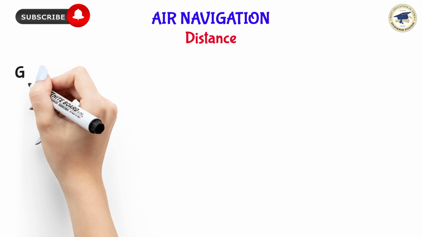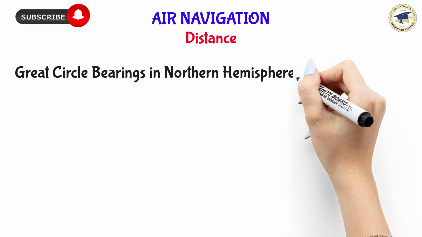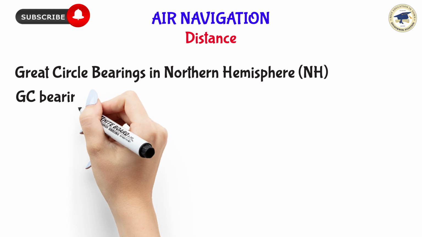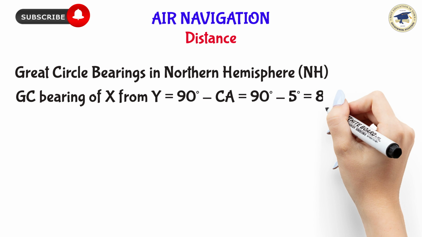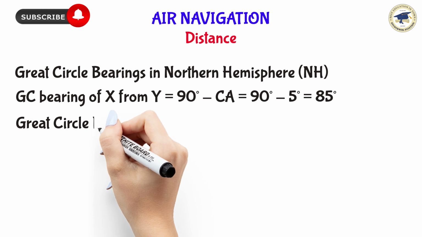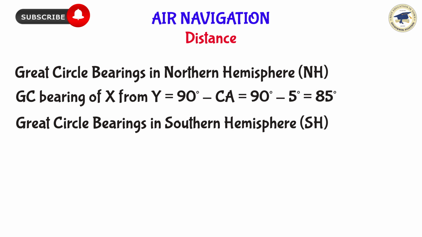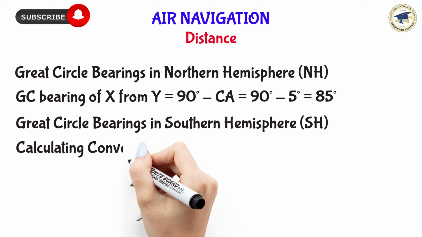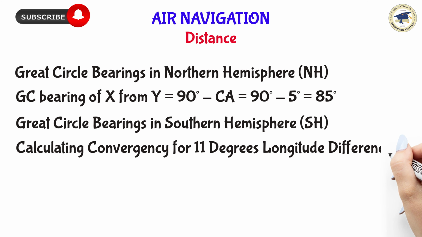In the northern hemisphere, the great circle bearing of point X from point Y is calculated by subtracting the conversion angle from 90 degrees, which gives 85 degrees. The great circle bearing of point Y from point X is calculated by adding the conversion angle to 270 degrees, resulting in 275 degrees. So, when flying in the northern hemisphere, the bearing from Y to X is 275 degrees, and the bearing from X to Y is 85 degrees.